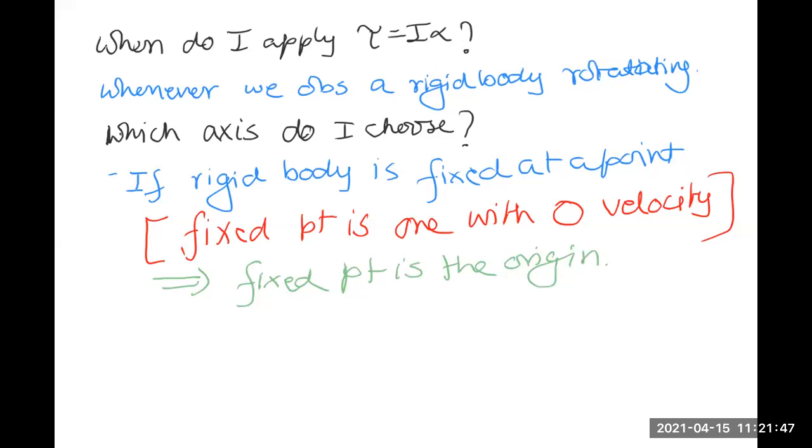Okay, so if you have in front of you a rigid body which is fixed at a particular point, then the torque will be calculated about that point, and the angular acceleration will be the same, and the moment of inertia will be calculated about that particular point. Okay?